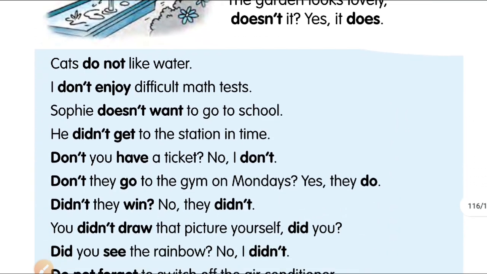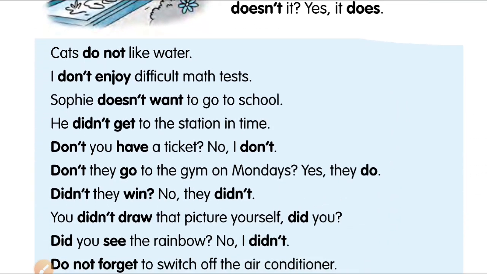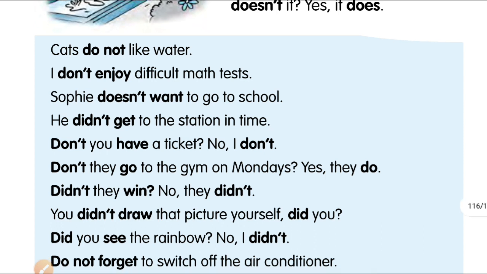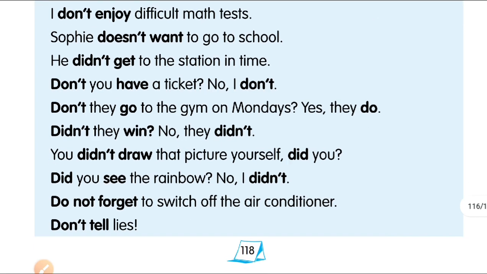Cats do not like water, I do not enjoy a difficult math test, Sophie does not want. Sophie is a girl. That's why we have used here does not. He did not get. As it is the past tense, in past tense obviously there will be did only. Don't you have a ticket? No, I don't. So you can use not after do, did and does to make it negative.